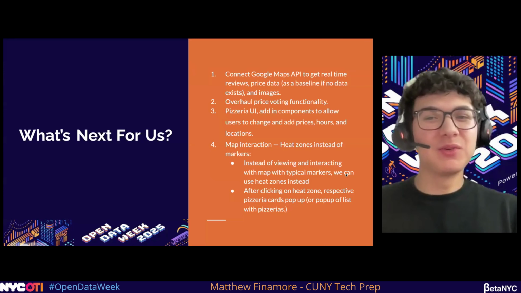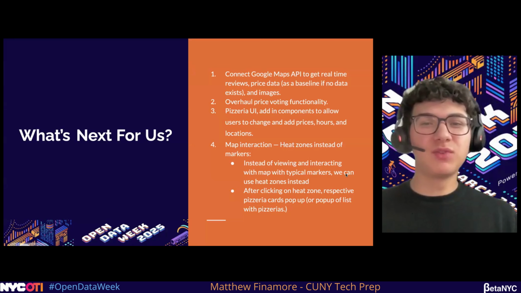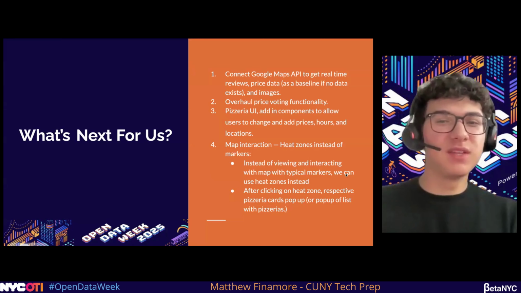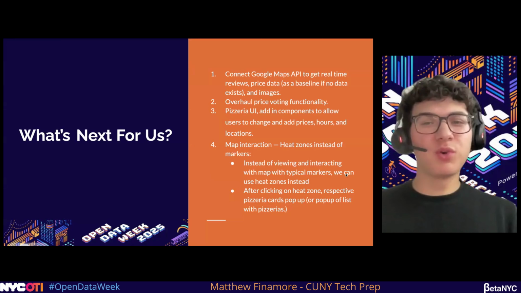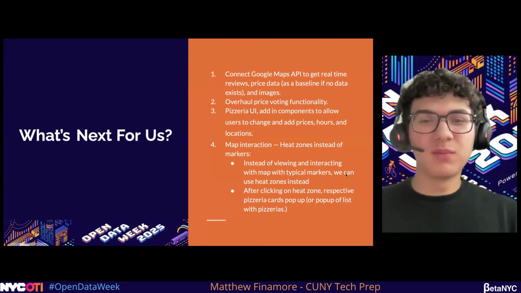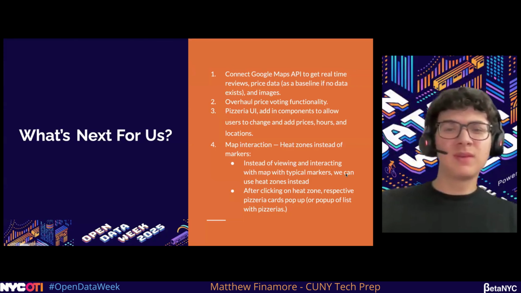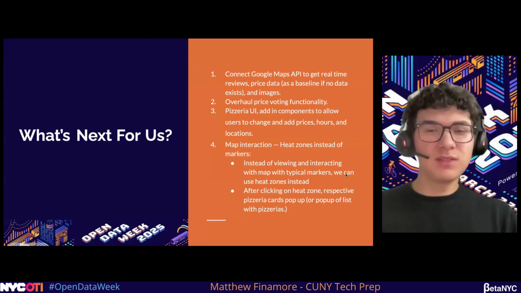What's next for us? We wanted to connect the Google Maps API to get real-time reviews and price data as a baseline if no data exists, as well as images. We want to overhaul the price voting functionality to make it more user-friendly. We also wanted to add in components to allow the users to change and add the price and hours of locations. Right now, we can only change the prices.